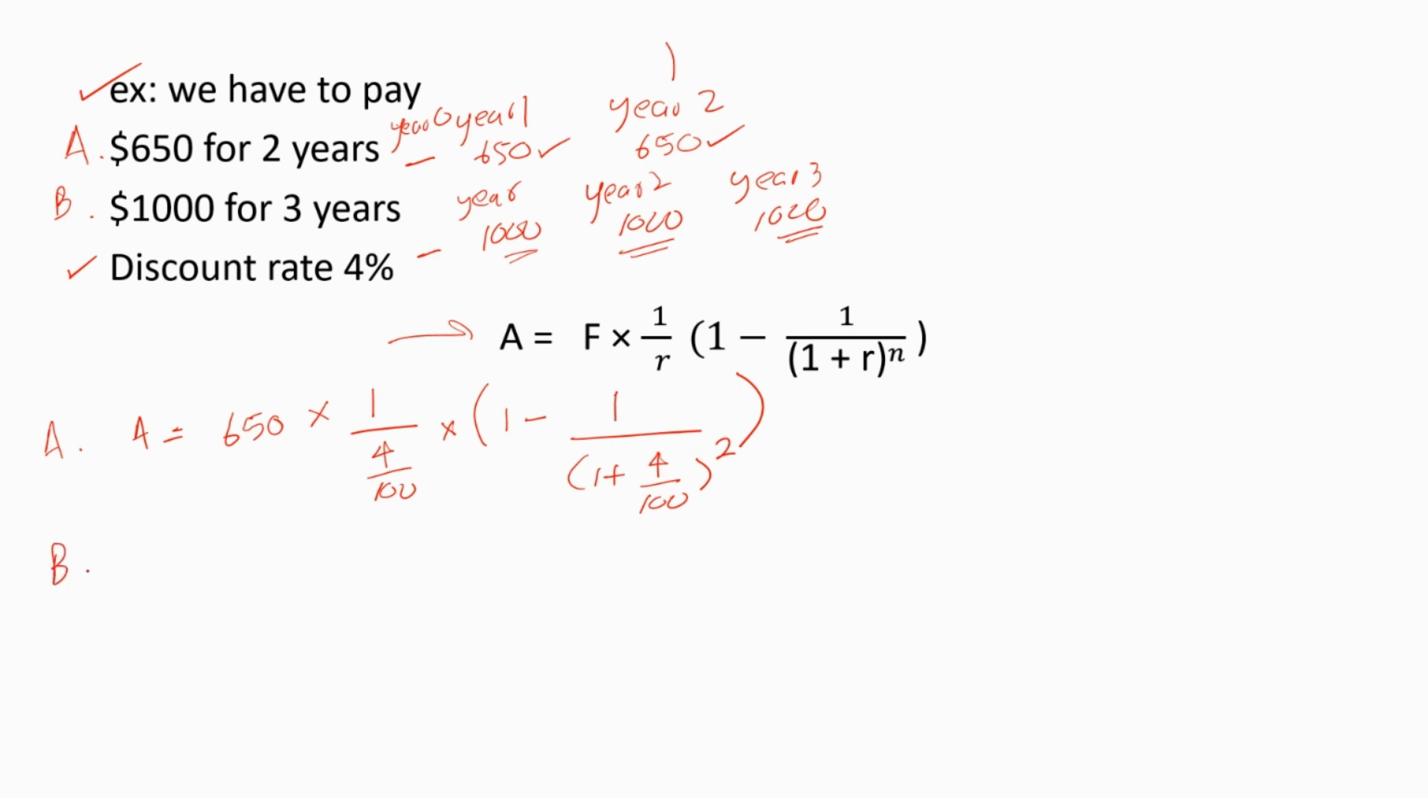So let's calculate the annuity for option B, equals to 1000 multiplied by 1 over 4 over 100 multiplied by 1 minus 1 over 1 plus 4 over 100 to the power of 3, because the number of payments or the number of years are 3. Now let's refer to the cumulative present value table in order to find the annuity factors. So the discount rate is 4.